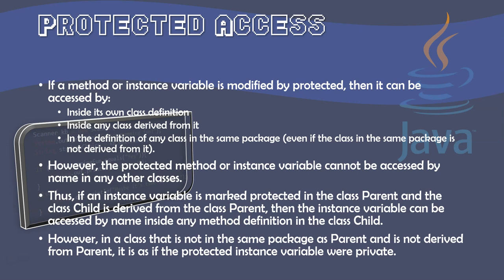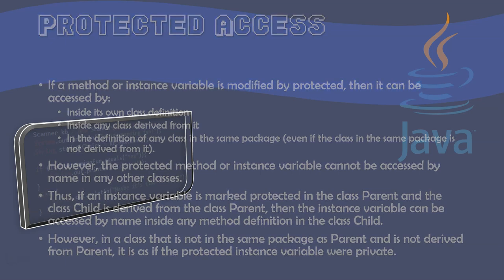Now, one thing to remember is that a class that's not in the same package as the parent class and is not derived from the parent, so the child, then it's pretty much as if that protected instance variable is private. This is different from when things are public. Public means I can use it anywhere across any class and any program that's within that set of files. If I start going protected, it's a little bit more restrictive. We haven't really dealt with creating separate packages, so this is the first kind of restriction that we have put in place.